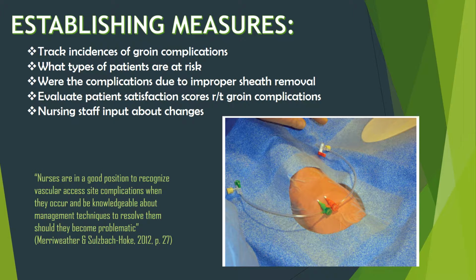Establishing measures is an important part of improvement and change. After we implement our changes, we will track incidences of groin complications and if they required any additional treatment. We can also track whether these complications were due to improper sheath removal by an RN. We can collect data on what types of patients are at risk for femoral complications and what we as nurses can do to decrease these risks.